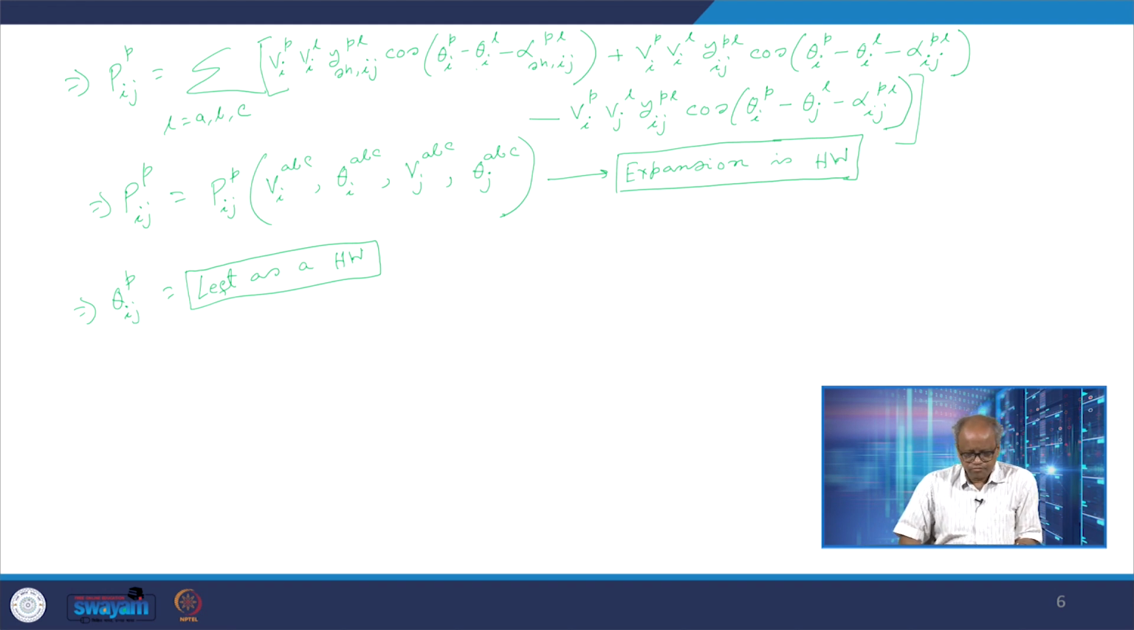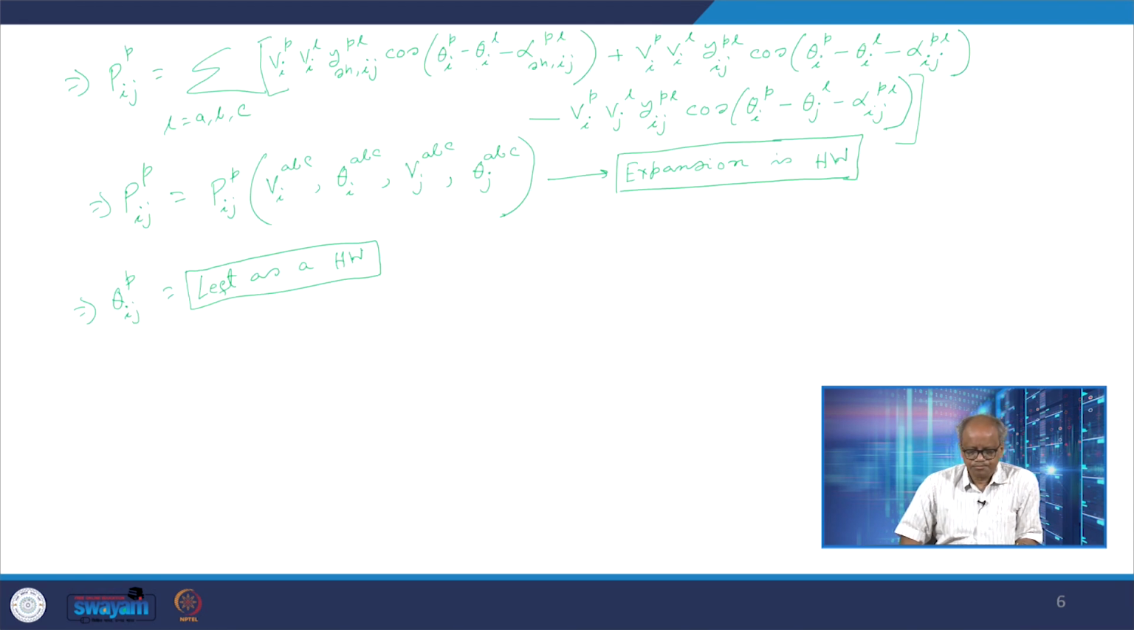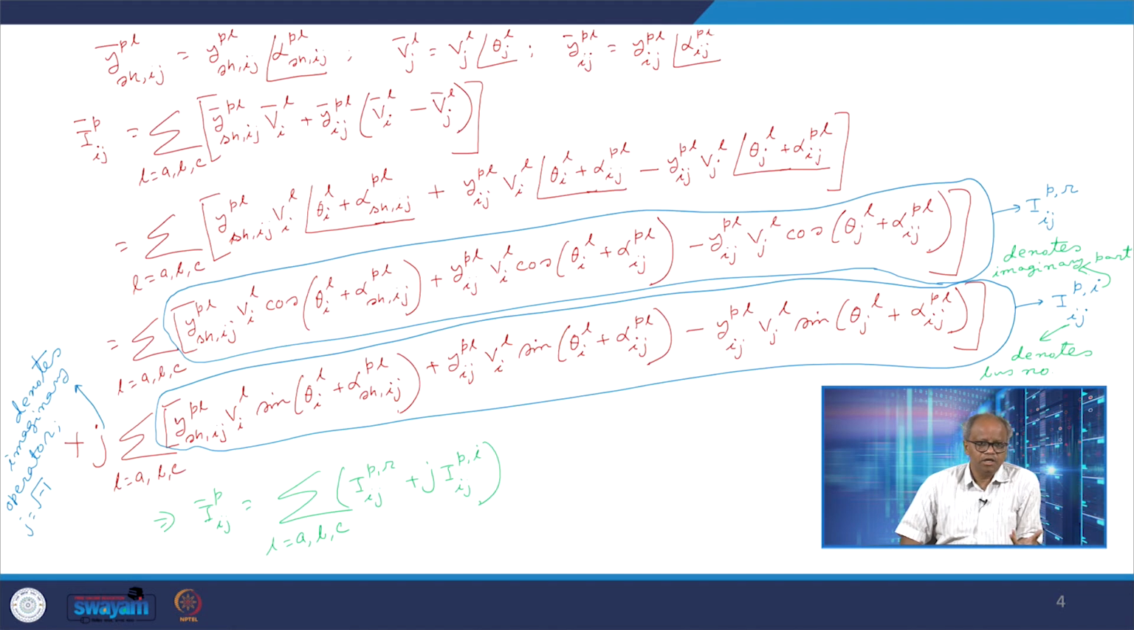So, therefore, we have managed to get the expressions for P_ip, Q_ip, I_ijp and then P_ijp as well as Q_ijp. So, with this we will now go into the structure of the Jacobian matrix, which we will do in the next lecture.